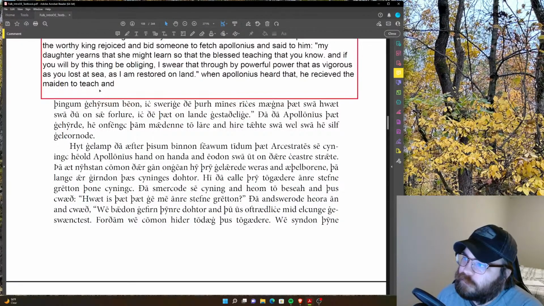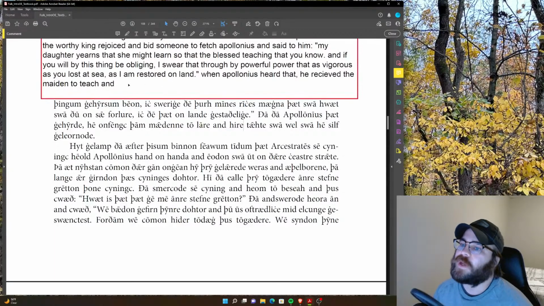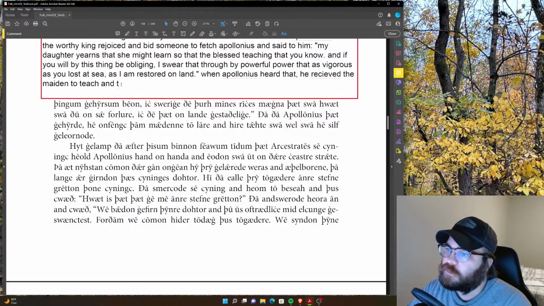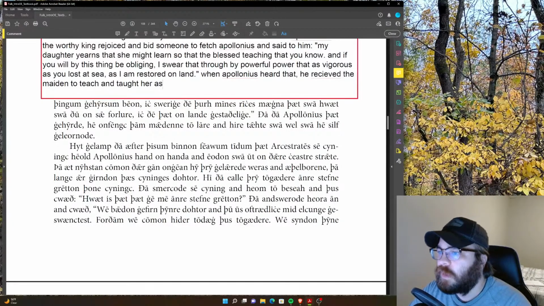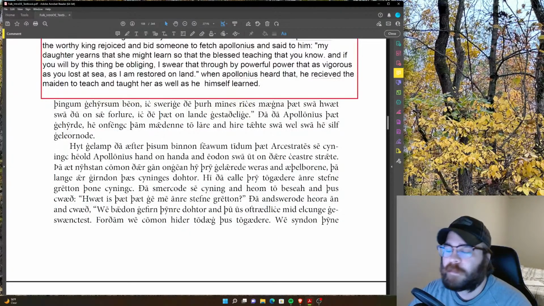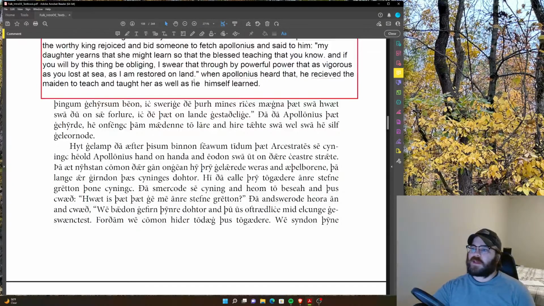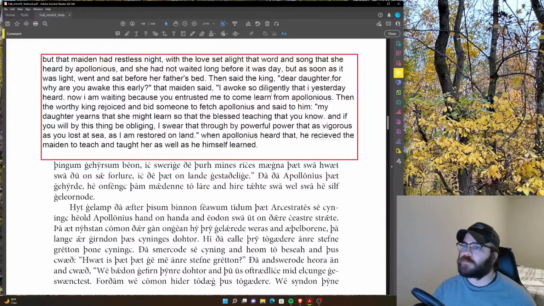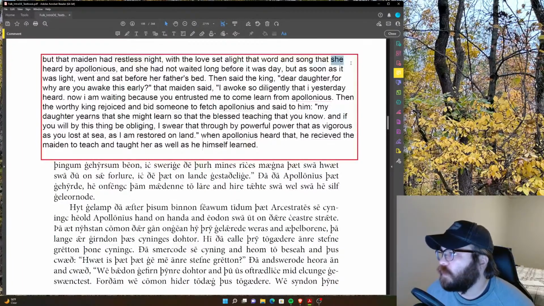So, he received the maiden to teach and taught her as well as he himself learned. All right, that is the first paragraph of this hellish text.